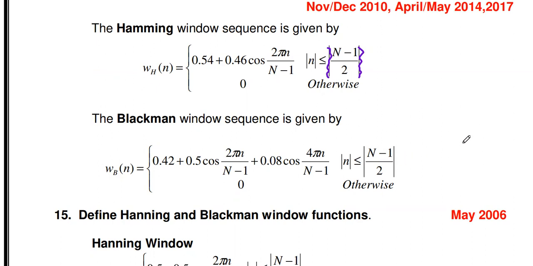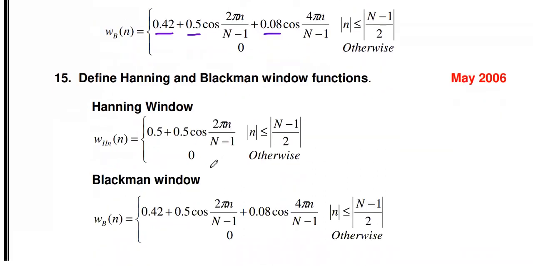Okay, if capital N is 11, the small n ranges from minus 5 to 5, this is available, 0 otherwise. If you add these coefficients, 0.42, 0.5, 0.08, the answer will be 1. Similarly here, 0.54 and 0.46, if you add them, we get the answer 1. So this is the Hamming Blackman window. Similarly, they may ask about the Hamming window and rectangular window also. Okay, so you see the next question.